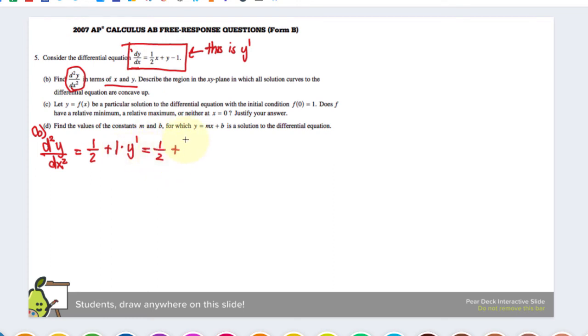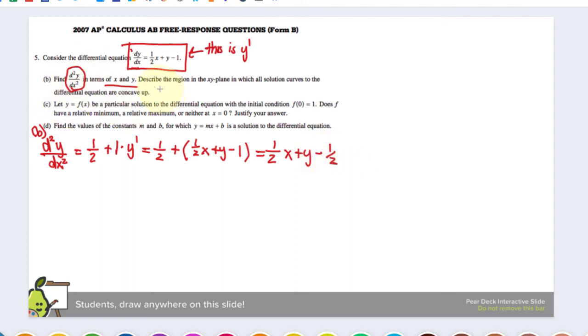1/2 plus 1/2 x plus y minus 1, which is 1/2 minus 1 is just going to be minus 1/2. So I'm going to be left with 1/2 x plus y minus 1/2. And that's going to be my final answer for the second derivative.